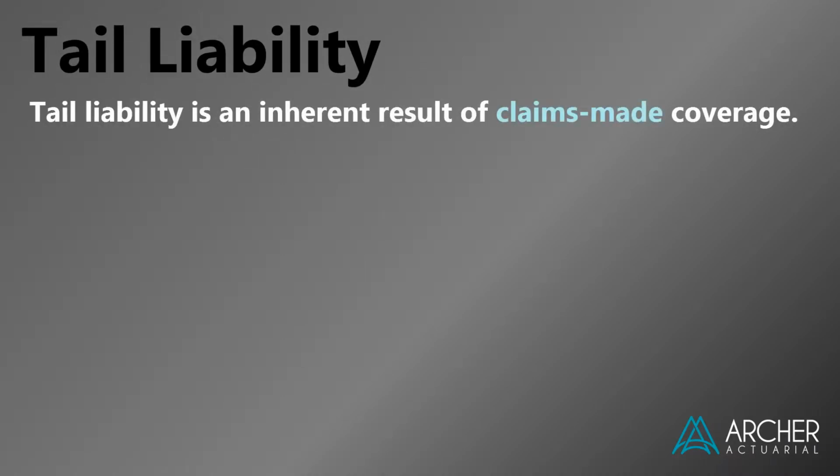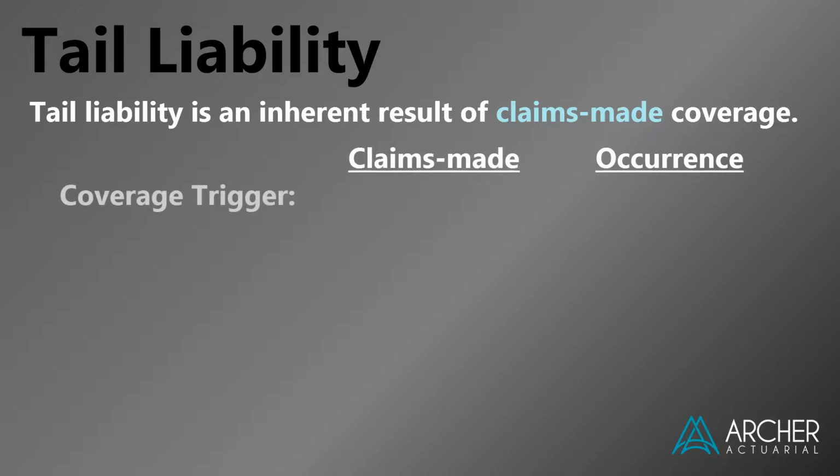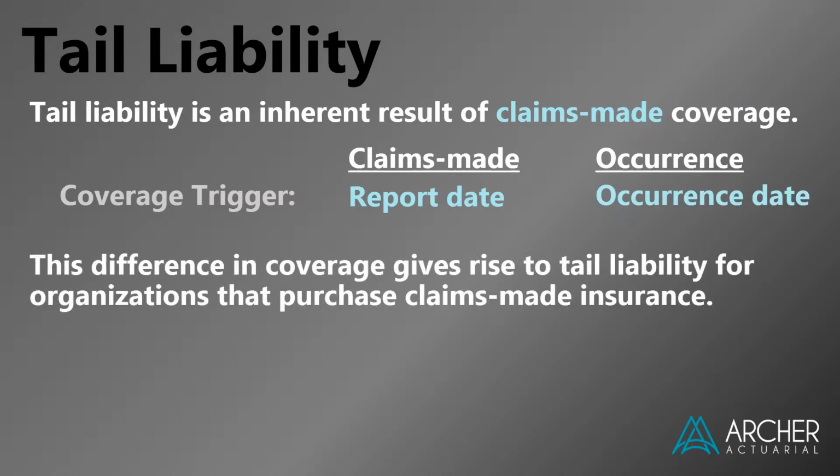Tail liability is an inherent result of claims-made coverage. The coverage trigger for claims-made policies is different than that of traditional occurrence policies. For claims-made policies, the coverage trigger is the report date, whereas for occurrence policies, it is the occurrence date. This difference in coverage gives rise to tail liability for organizations that purchase claims-made insurance. Let's look at the following illustration to see why this is the case.